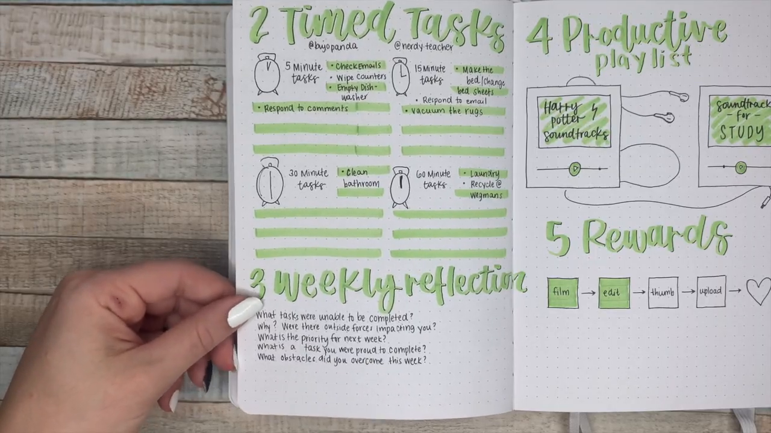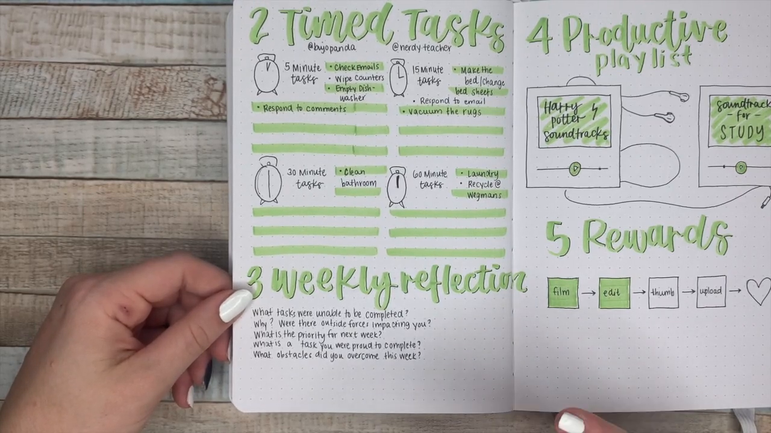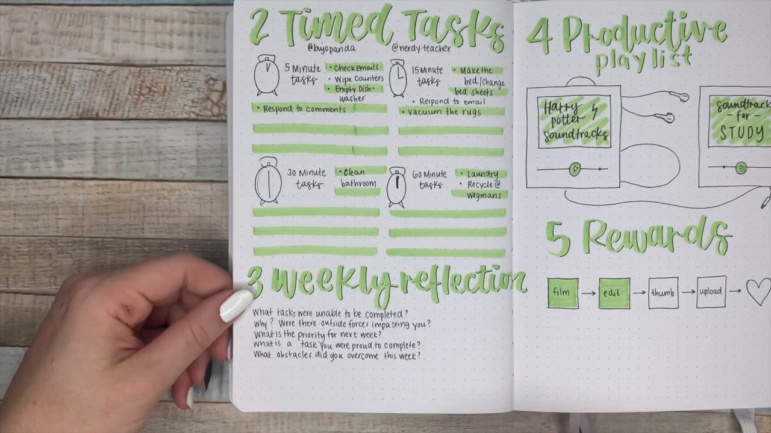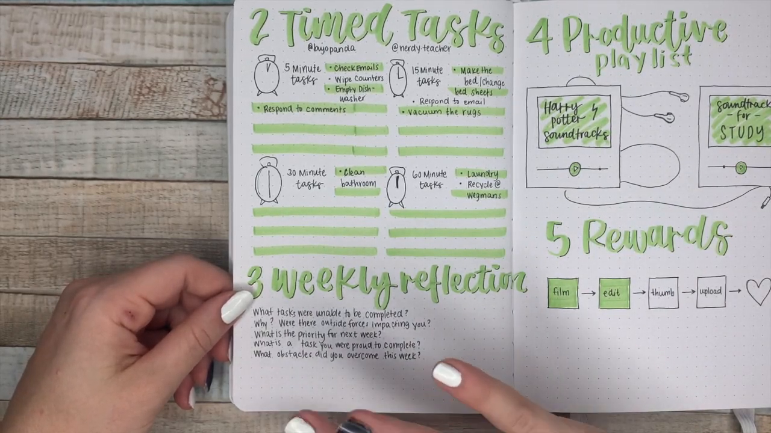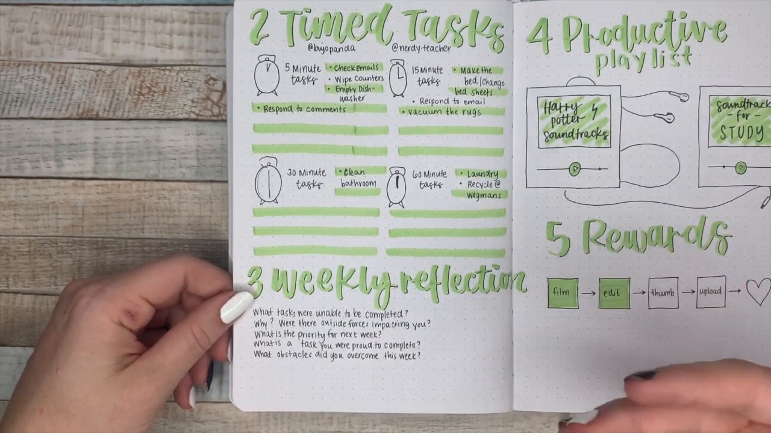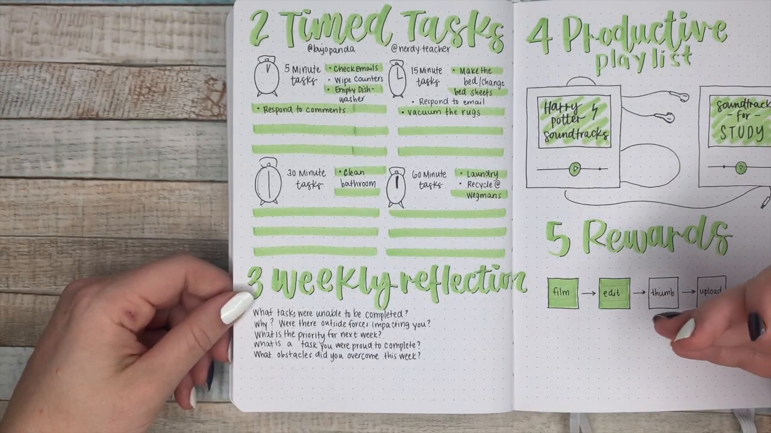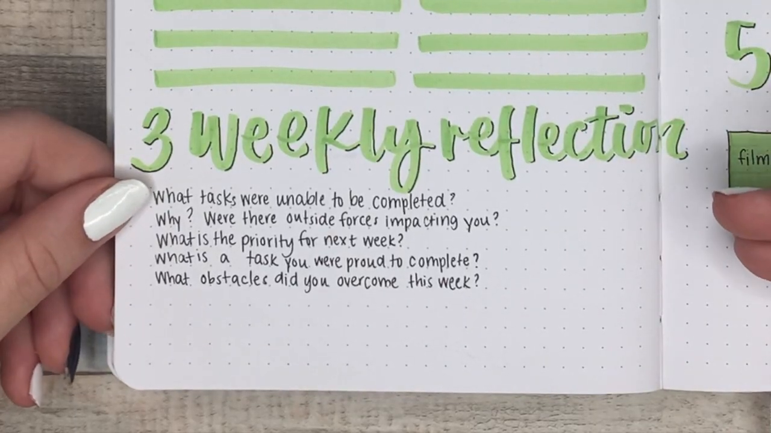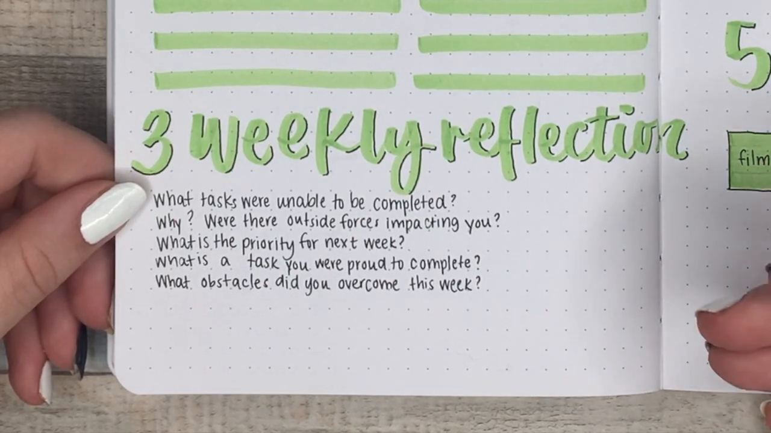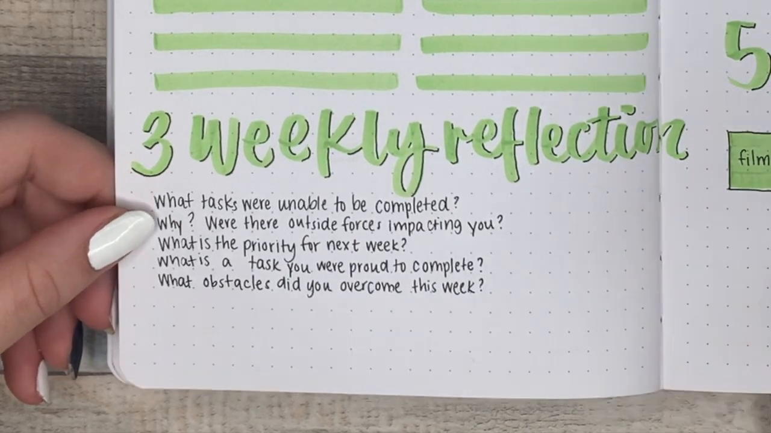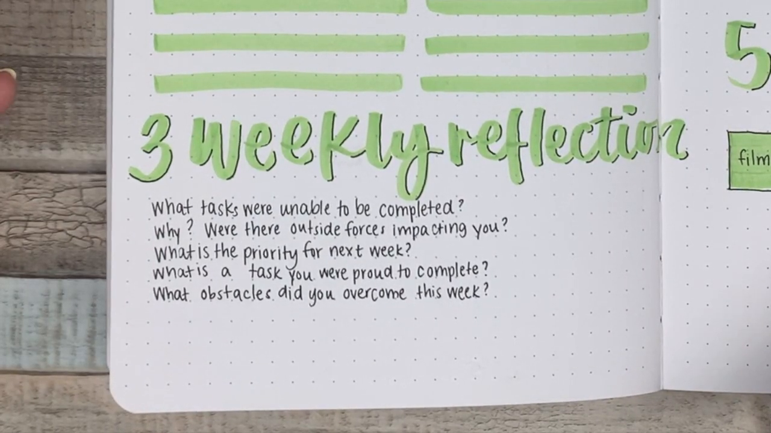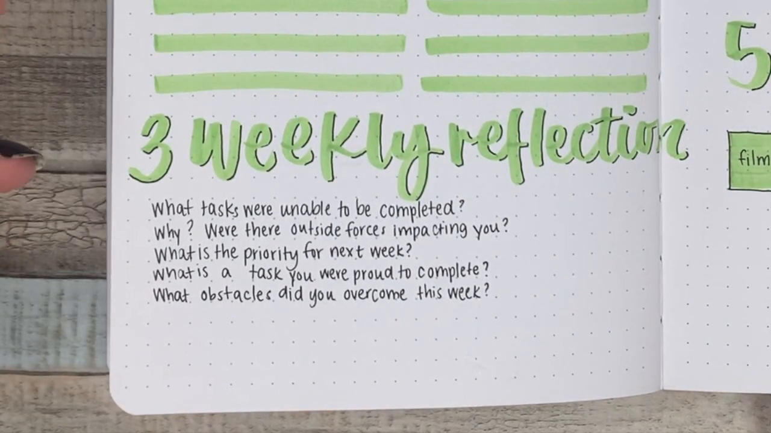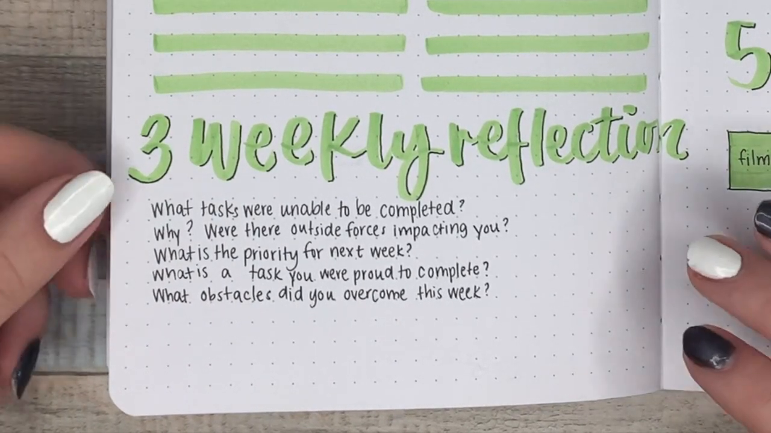Number 3 is a weekly reflection. So I decided to include this because I thought it was a great idea for productivity, because you're assessing your previous week and using that to figure out how you can be more productive next week. So you can ask questions at the end of the week, like what tasks were unable to be completed? Why weren't they able to be completed? Were there outside forces that impacted you? For example, if you have a sick kid, maybe that made you less productive in the previous week.